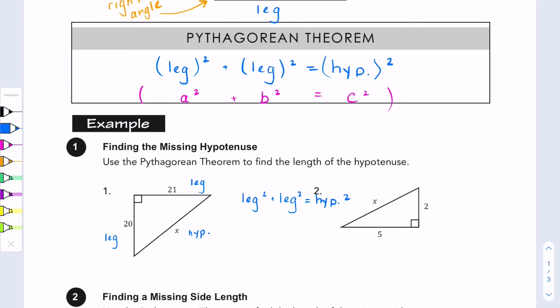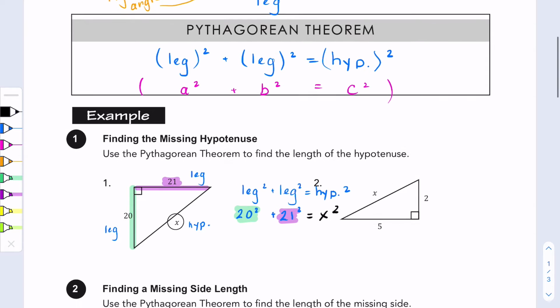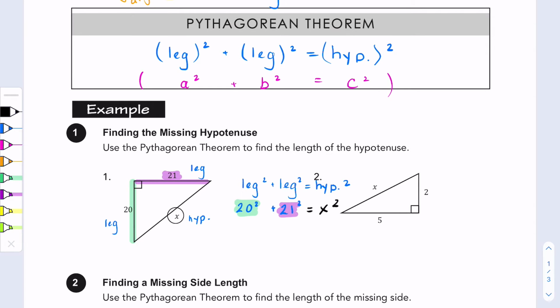When I substitute in these values, I'm going to substitute in 20 squared plus 21 squared is equal to, we're looking for x squared, which is the hypotenuse. That's what we're solving for in this first example set. So 20 squared is 400. 21 squared is 441. And this is equal to x squared.